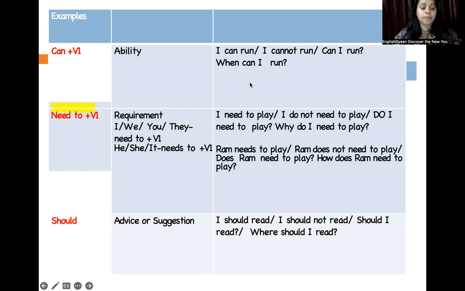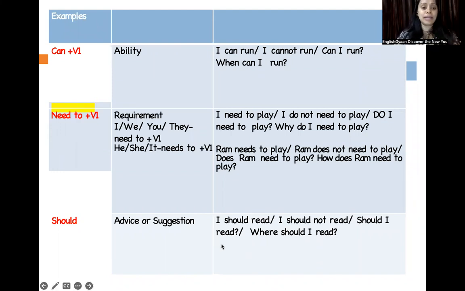Just a requirement. Should is when you give your advice or suggestion to someone. When you give your advice or suggestion to someone, you are going to make use of the term should. You should participate. तुम्हें participate करना चाहिए. That करना चाहिए is nothing but whenever you are giving your advice or suggestion to someone. I should read. मुझे read करना चाहिए. I should not read. मुझे नहीं read करना चाहिए. Should I read? क्या मुझे read करना चाहिए? When should I read? Why should I read? How should I read? So should plus the first form of verb.